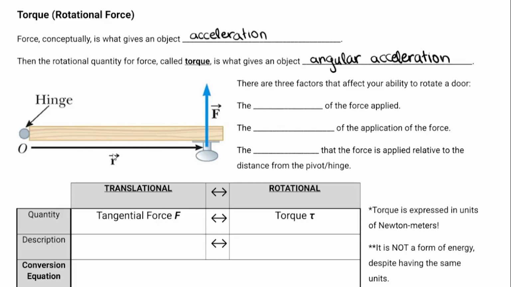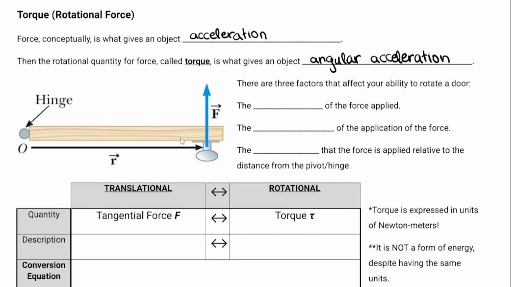This r value is really an indication of how far away from the hinge the force is being applied. So in this case, the force is being applied a distance r away, but if the force were being applied over here, it would be applied a distance r divided by 2, or r over 2, away from the hinge. The last thing that isn't really shown here, but is still pretty important, is the angle.